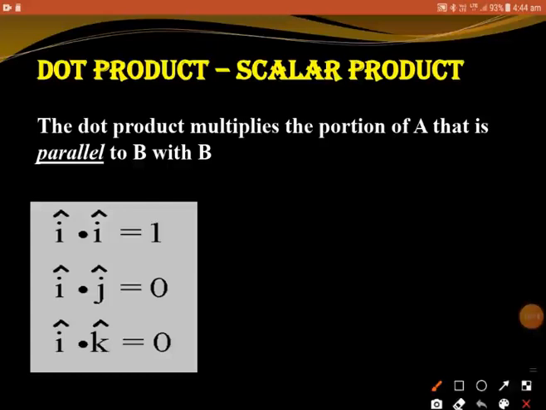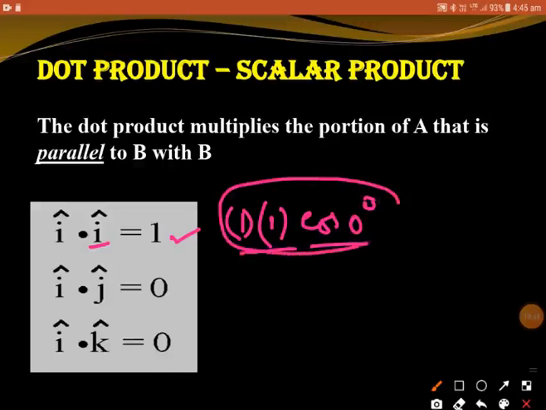So when I say a dot b vector is equal to ab times the cosine of the smaller angle, then the dot product of these unit vectors, i dot i, will be equal to what? It will be equal to the magnitude of i, which is 1, into the magnitude of i again, which is 1. I and i are along the same x-axis, so cosine of 0 degrees, right? Cosine of 0 degrees is 1, so 1 into 1 into 1 will be equal to what? 1. Got it?